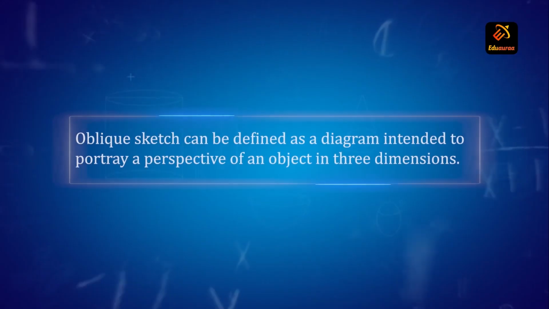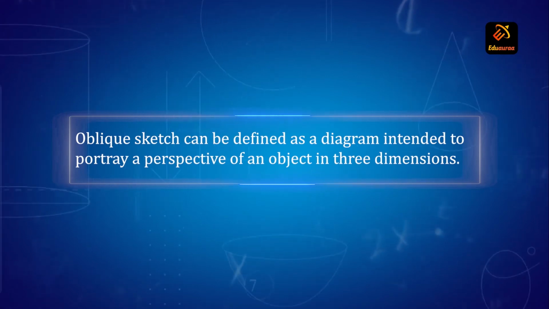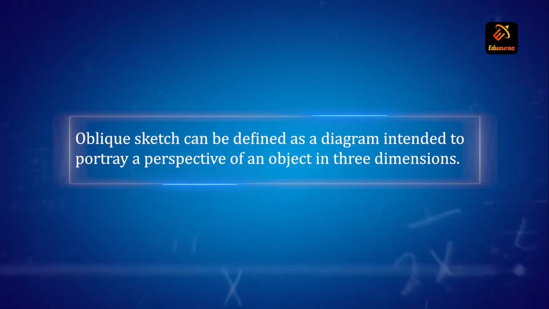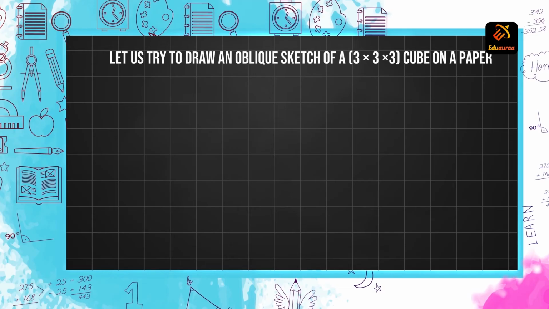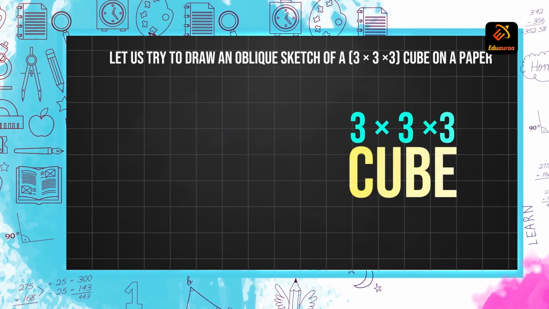The important point to note here is that in a figure, not all the faces of a cube are visible to us, but we can still figure out the image as a cube. Such a representation is called an oblique sketch. An oblique sketch can be defined as a diagram intended to portray a perspective of an object in 3 dimensions. Let us try to draw an oblique sketch of a 3 by 3 by 3 cube on paper.